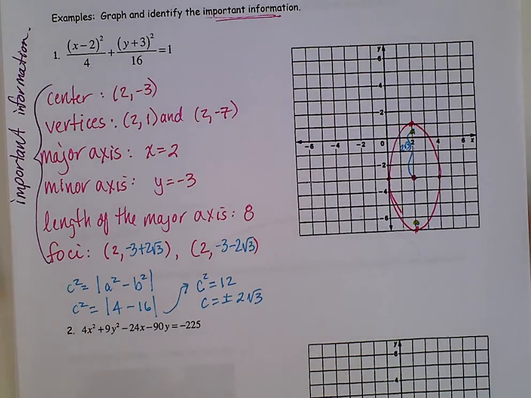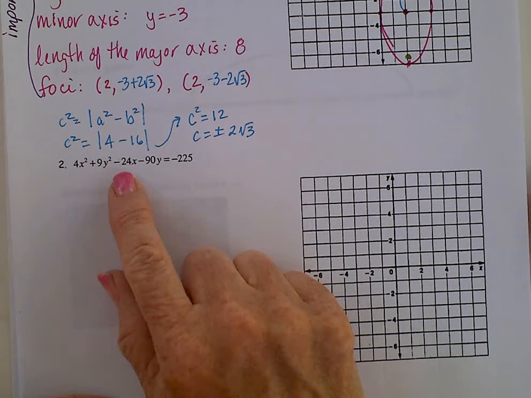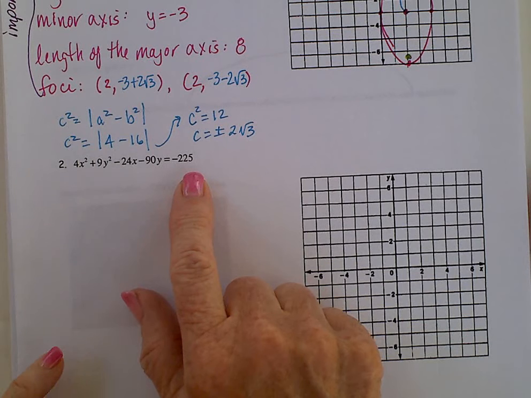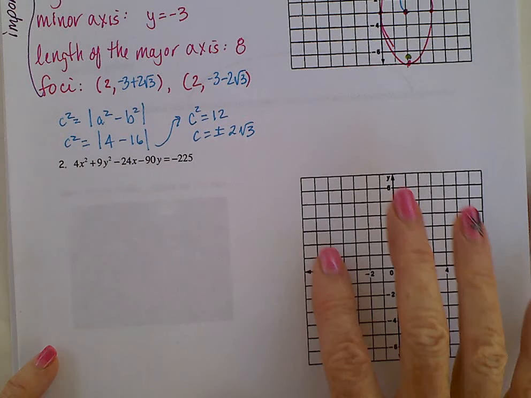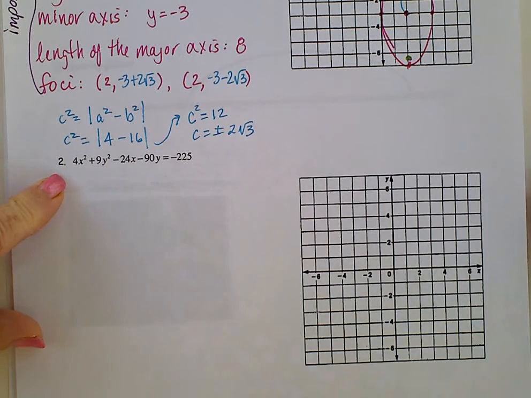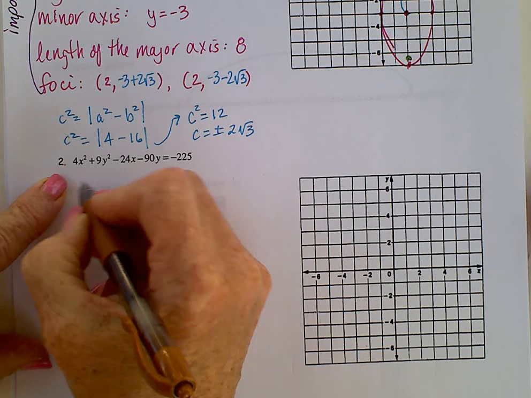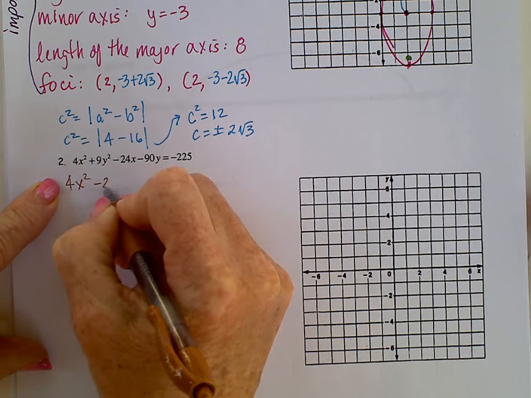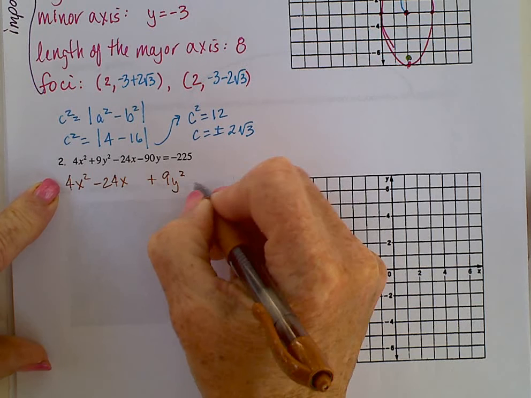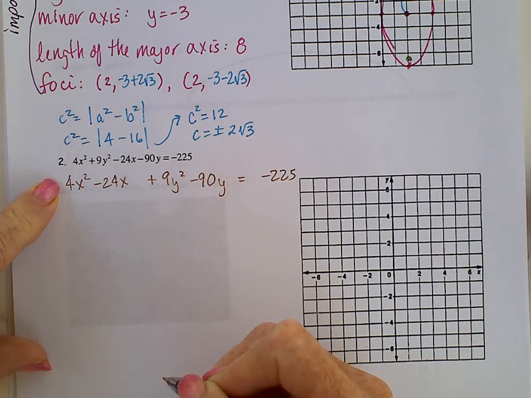All right, let's look at this next problem down here. 4x squared plus 9y squared minus 24x minus 90y equals negative 225. Definitely not in that nice graphing form for an ellipse. So we are going to have to do some algebraic manipulation here. Let's start off by separating out the x's and the y's. So I'm going to put the 4x squared minus 24x, and then I'm going to group the y's, 9y squared minus 90y, and the negative 225 on the right hand side.